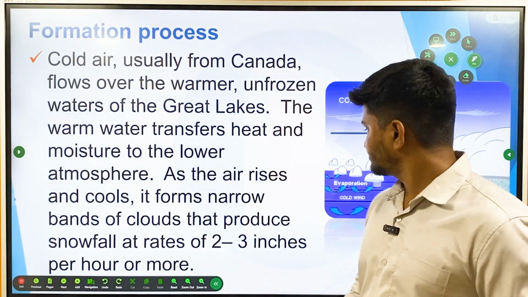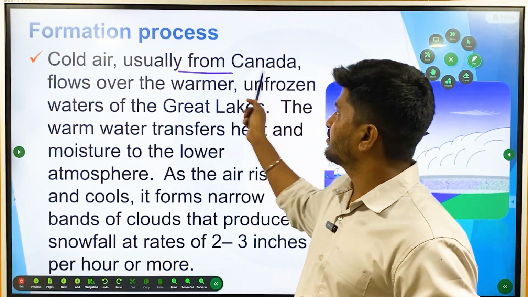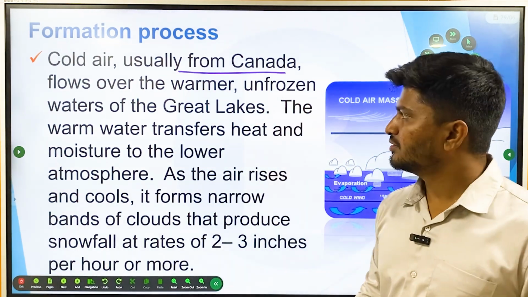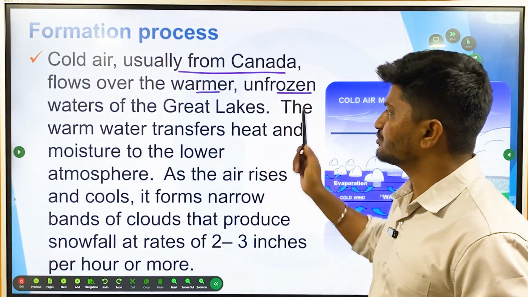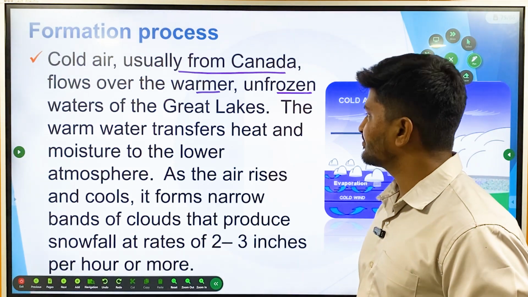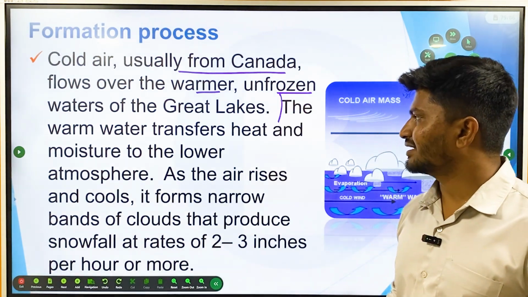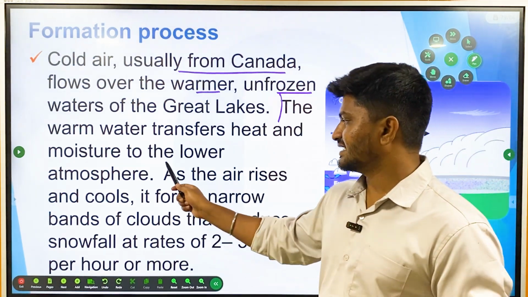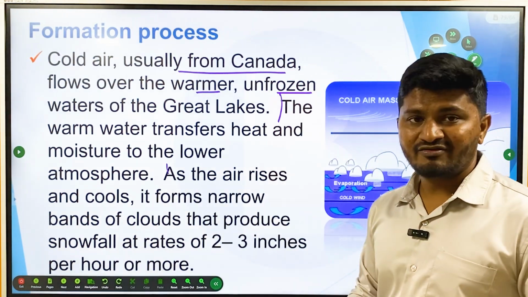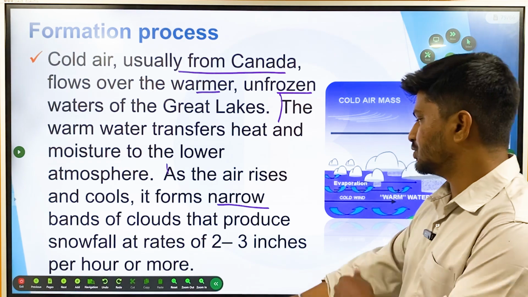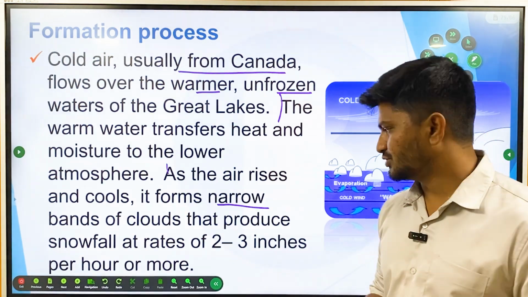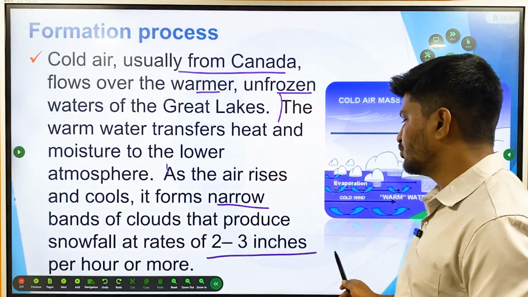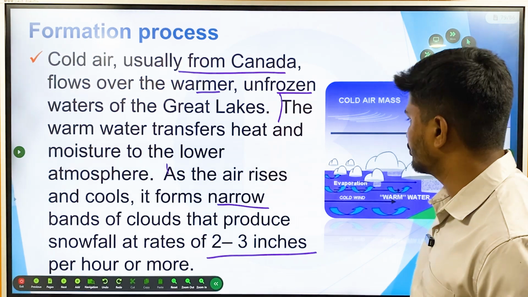Formation process. The cold air, usually from Canada, flows over the warmer unfrozen waters of the Great Lakes. The warmer water transfers heat and moisture to the lower atmosphere. As the air rises and cools, it forms narrow bands of clouds that produce snow at rates of 2 to 3 inches per hour or more.